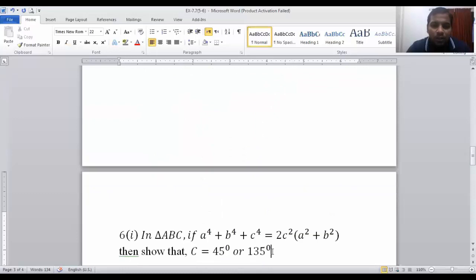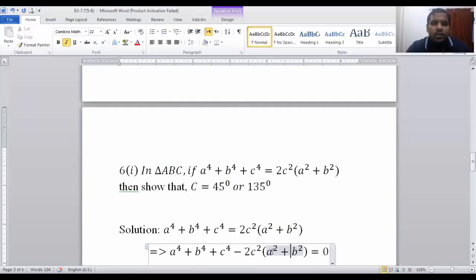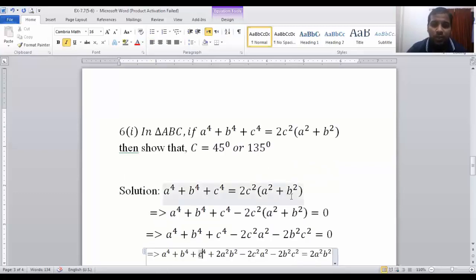Okay, now next one, number 1. It is in triangle ABC. If a to the power 4 plus b to the power 4 plus c to the power 4 is equal to 2c square into a square plus b square, then show that c is equal to 45 degree or 135 degree. So we are starting from the statement. A to the power 4 plus b to the power 4 plus c to the power 4 is equal to 2c square into a square plus b square.